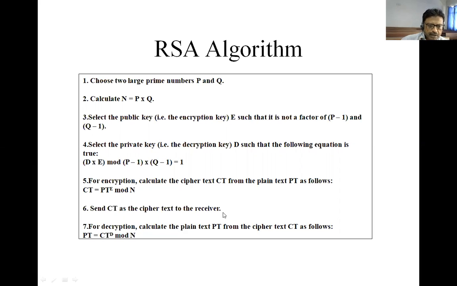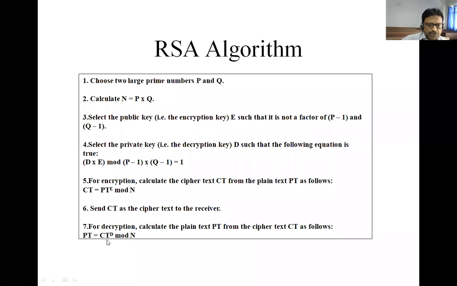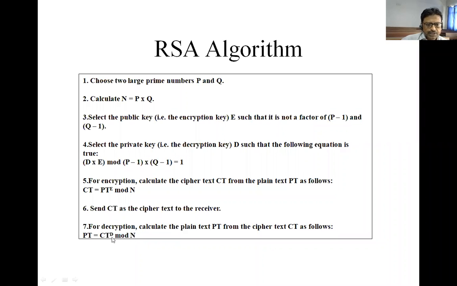The receiving end will be decrypting by using Ct to the power D mod n, where Ct is the ciphertext received by the receiver. So Ct to the power D mod n will give the plain text. This is the simple algorithm which is used for RSA.